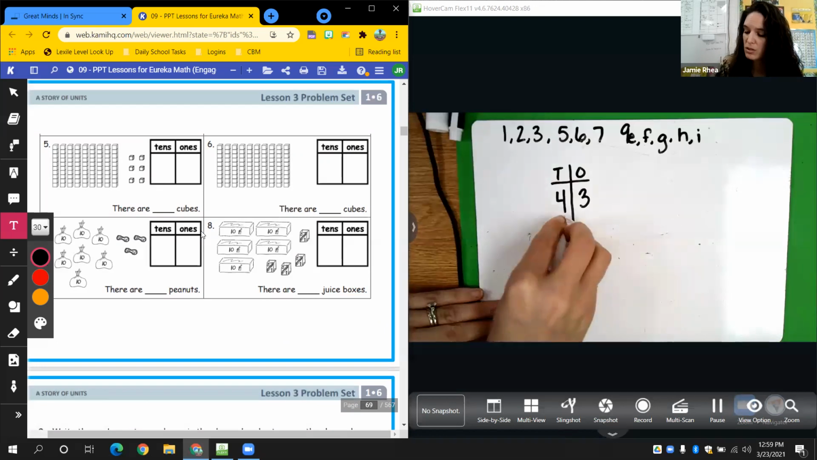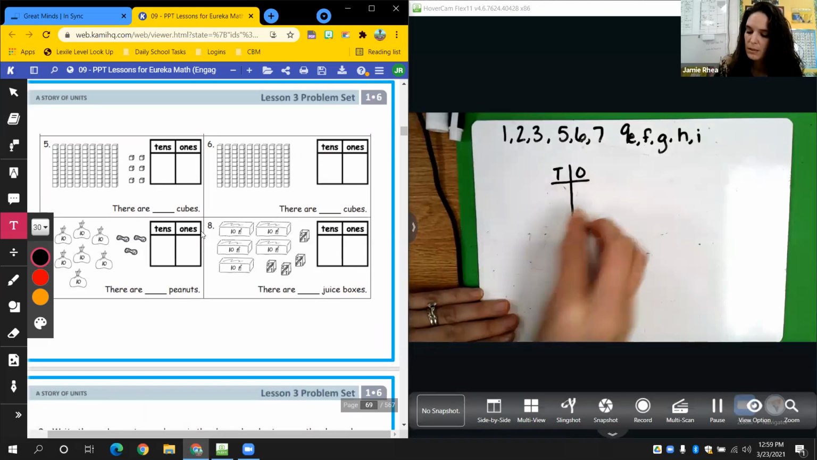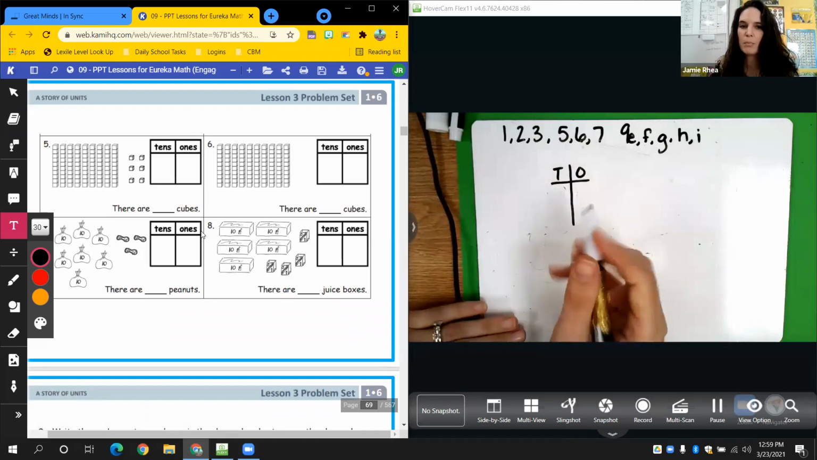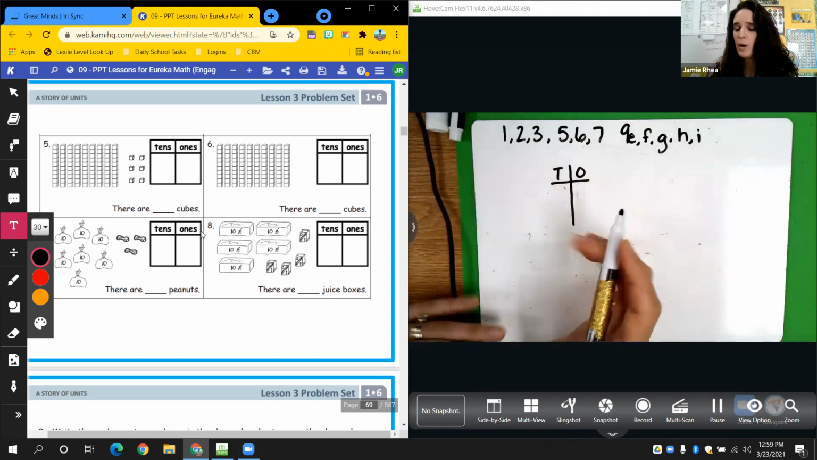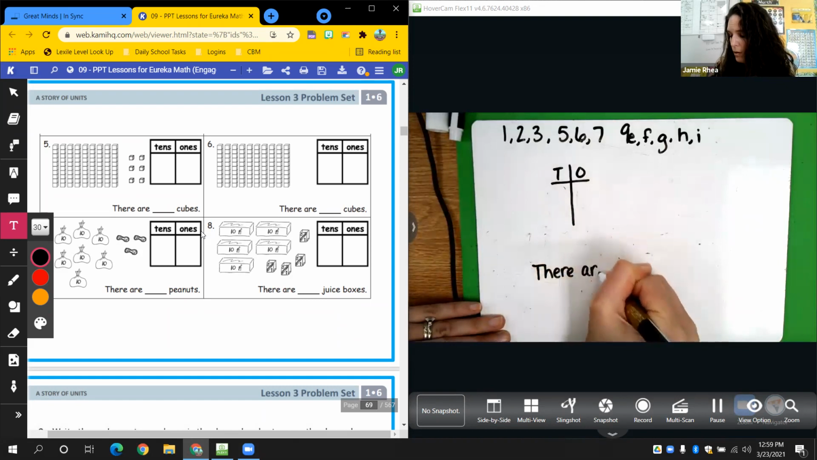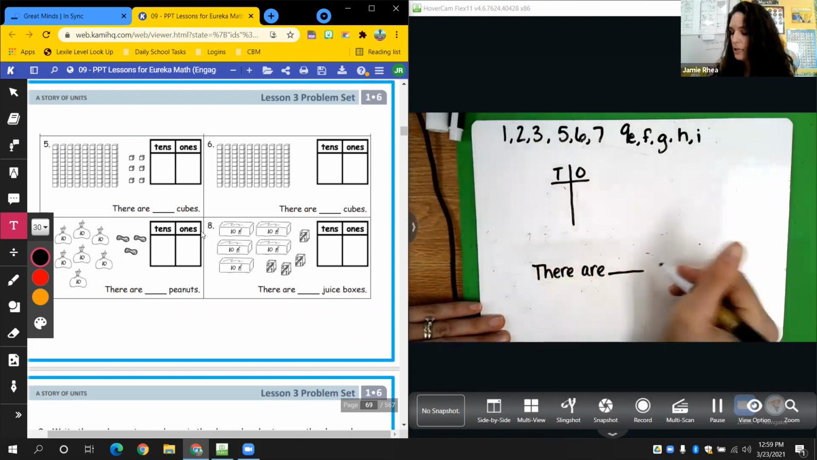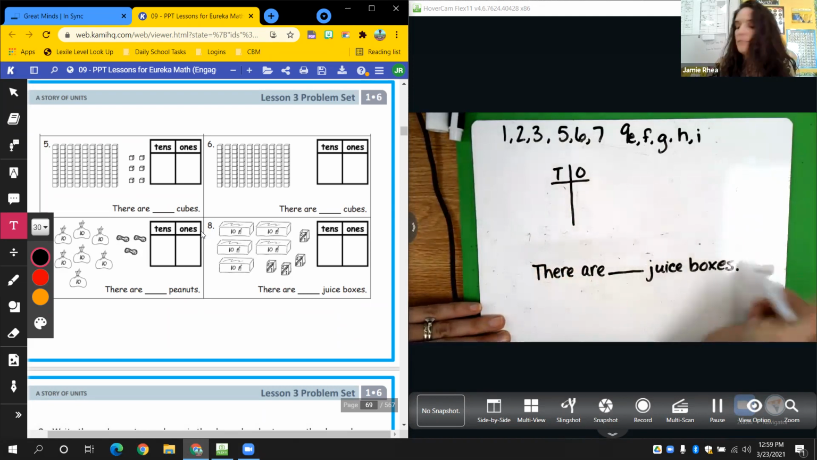Same thing, only this time, this isn't here. Okay, you're still going to fill in your tens and ones. This time it says there are blank cubes, blank peanuts, blank juice boxes. So let's look at number 8. It says there are blank juice boxes.